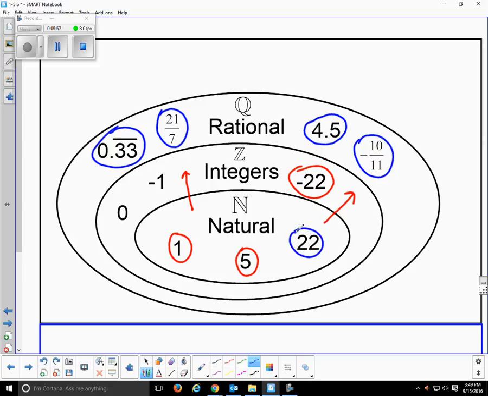22 is a natural number because it's a positive whole number. It's also an integer because it's a positive or a negative whole number. So 22 works its way out. You could write 22 as a fraction, 22/1. So 22 is also a rational number. Now it has 3 names. 22 could be named natural, it could be named integer, it could be named rational. It's got lots of different names that we can call it. It fits into all these different categories.